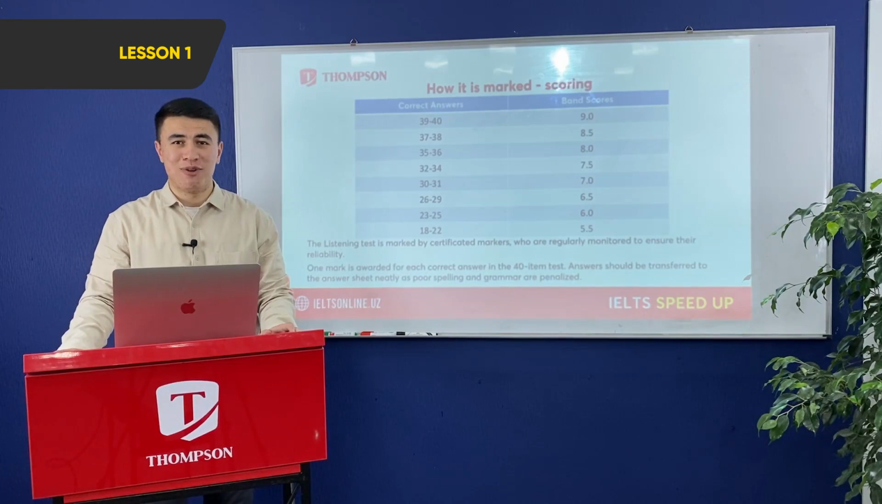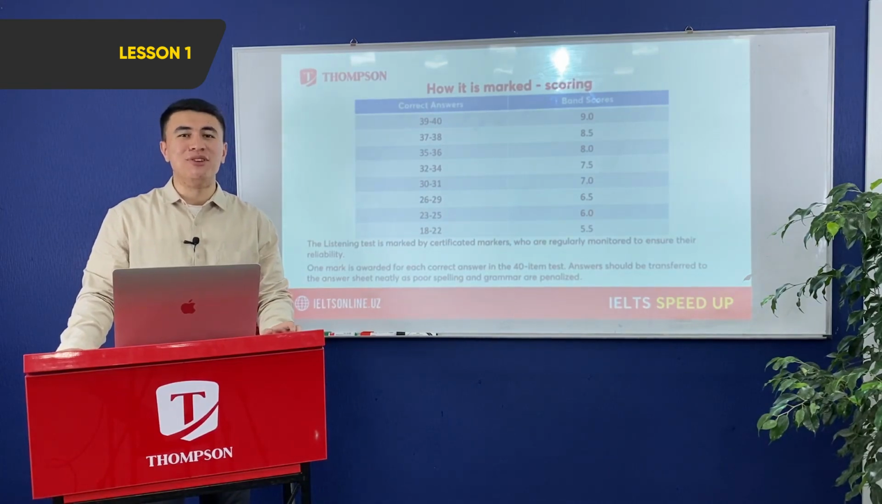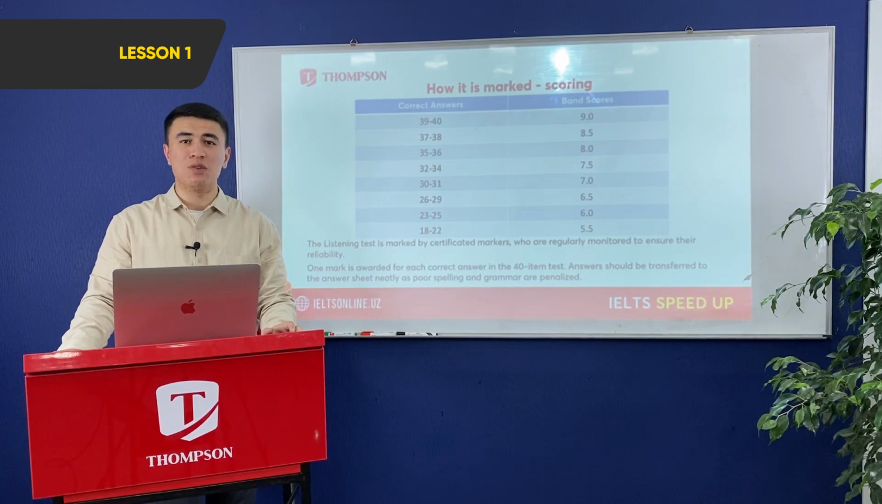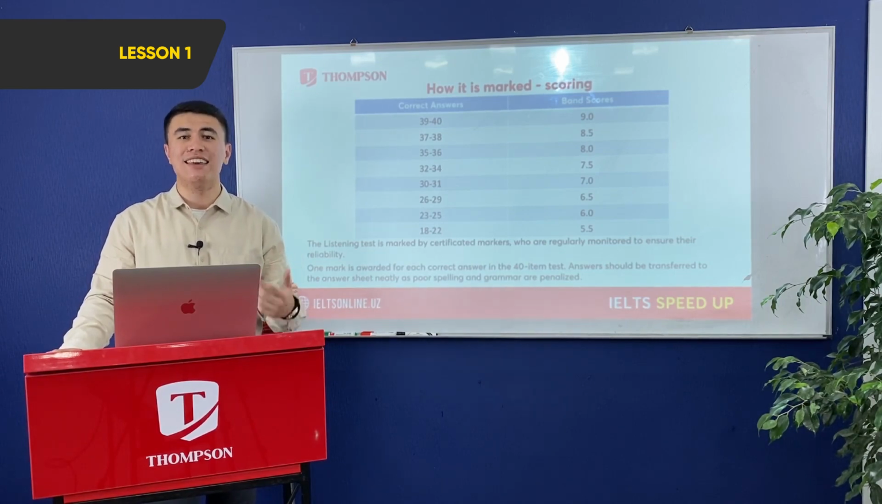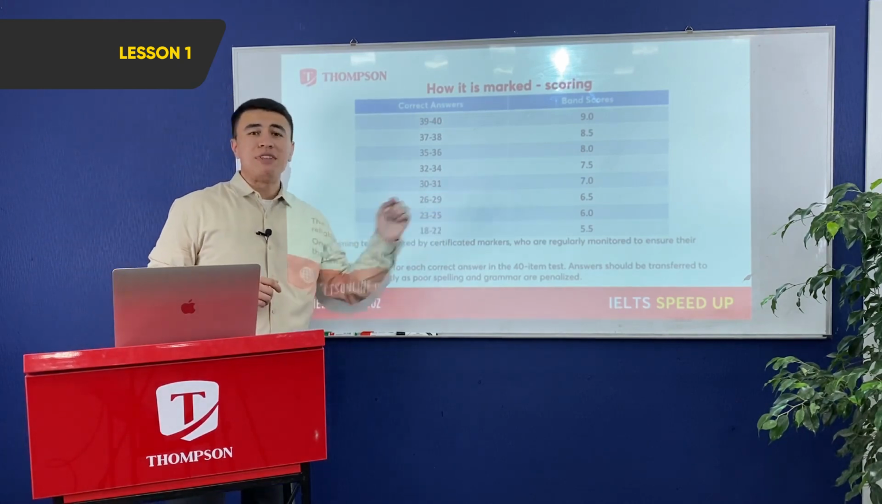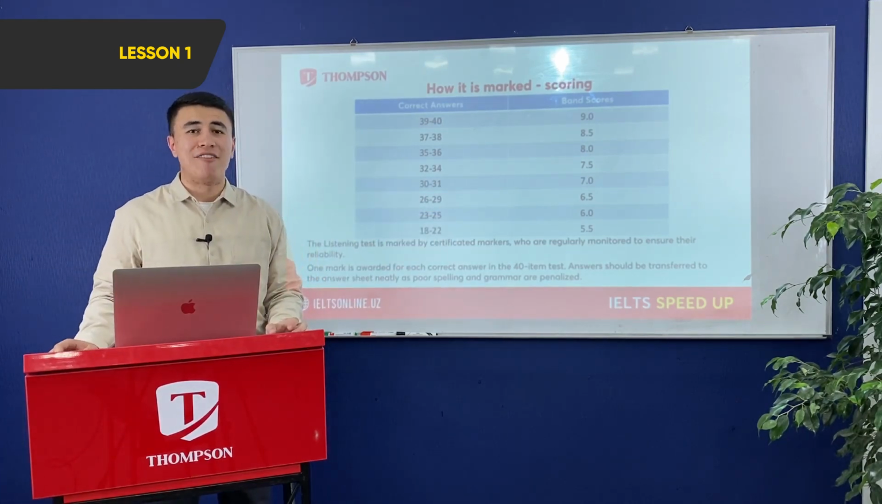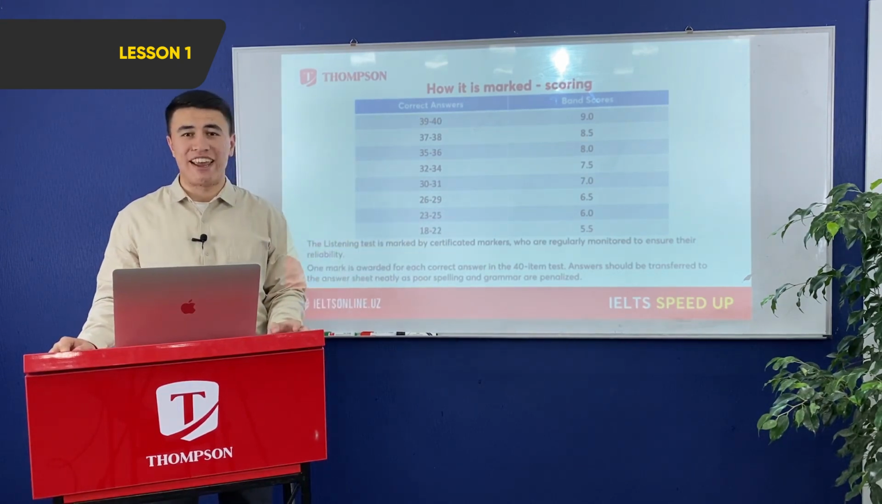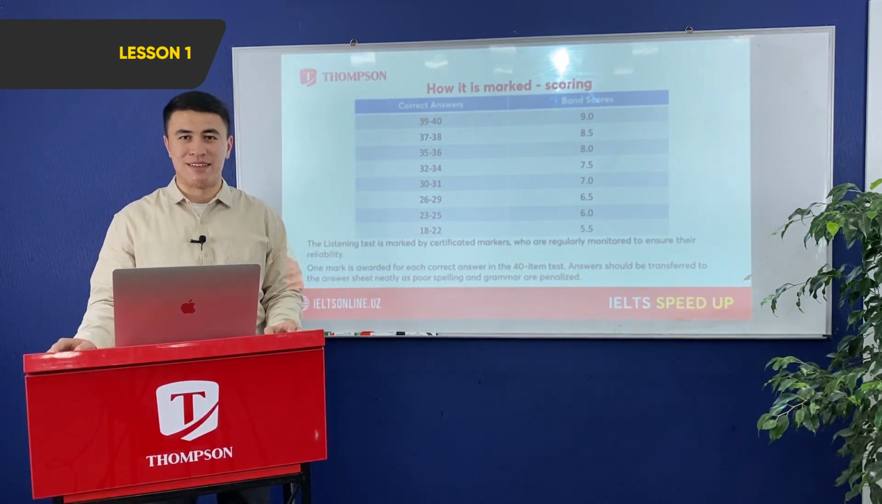Let me explain how it is marked. First of all, you should understand that you will be rewarded 1 point for each correct answer. And you should keep in mind that each spelling and grammar mistake in your answer sheet will be penalized. You should keep in mind that your handwriting must be neat and clean. There must be no chance of ambiguity. In our Speed Up course, our aimed score is minimum 6.5. So you should have at least 26 correct answers in your listening part.